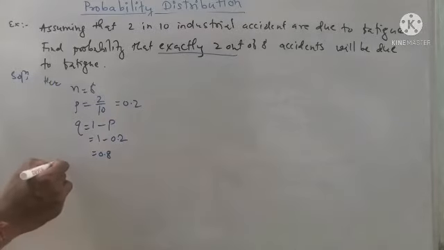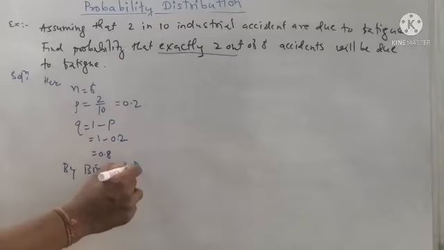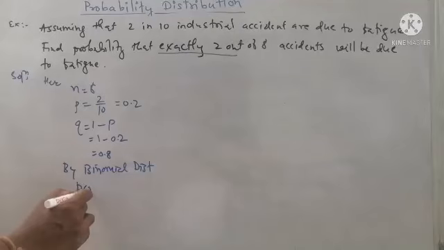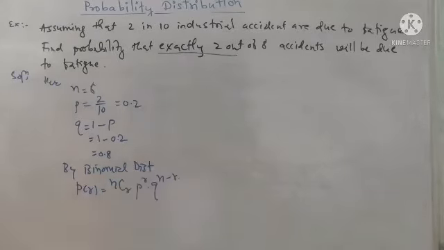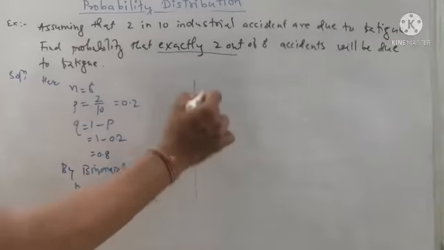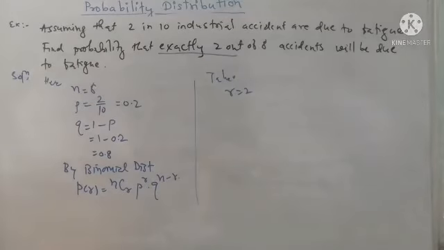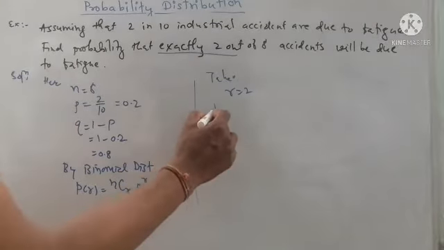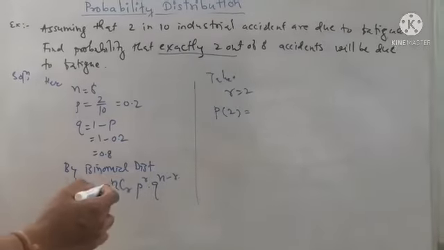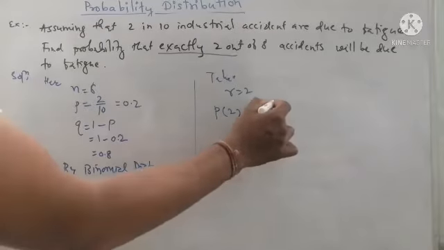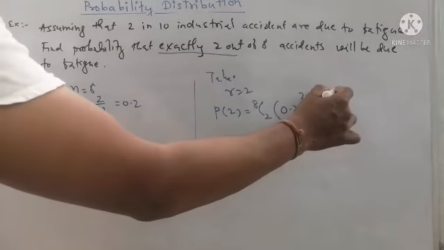So we use here binomial distribution, as the probability of R number of successes is nCr p raised to R into q raised to n minus R. Now in this example we have to take R as 2, as we have to find exactly 2 out of 8 accidents. So P of 2 is equal to, by putting the value of n as 8, 8C2, p is here 0.2 raised to R, that is 2, into q is 0.8 raised to 8 minus 2.